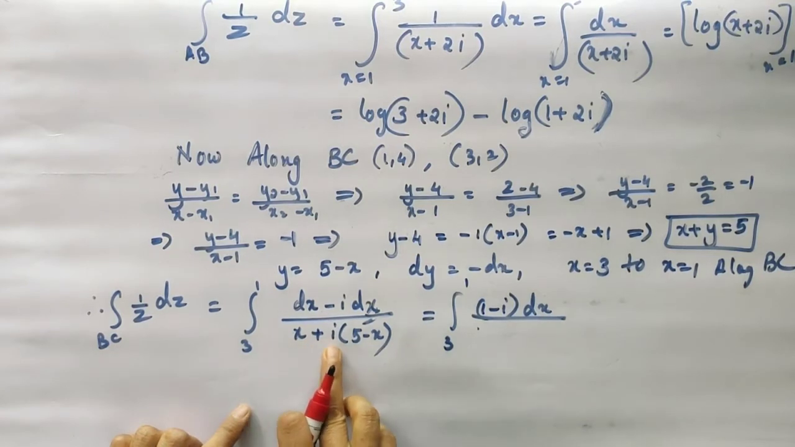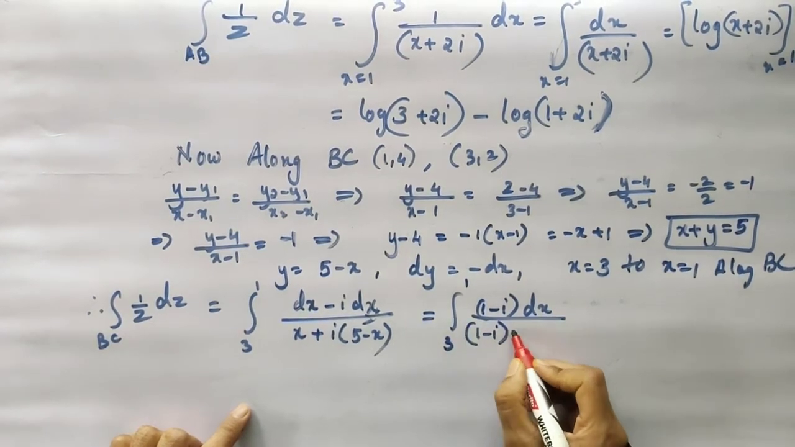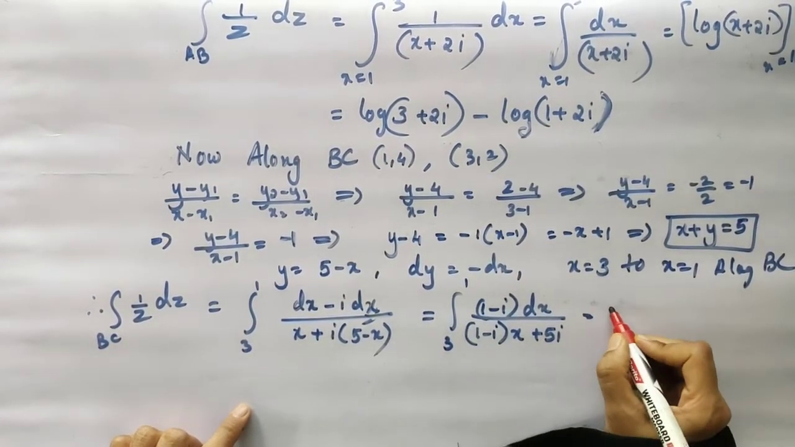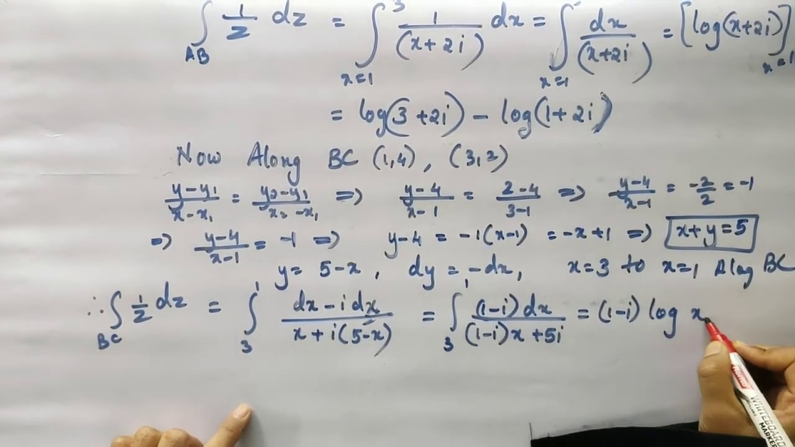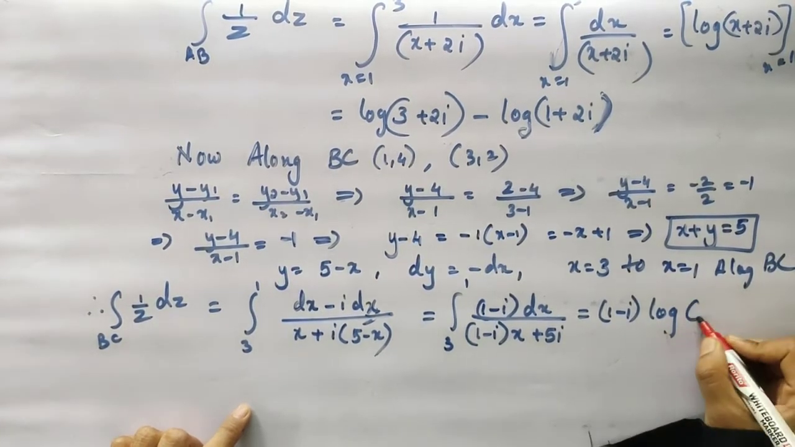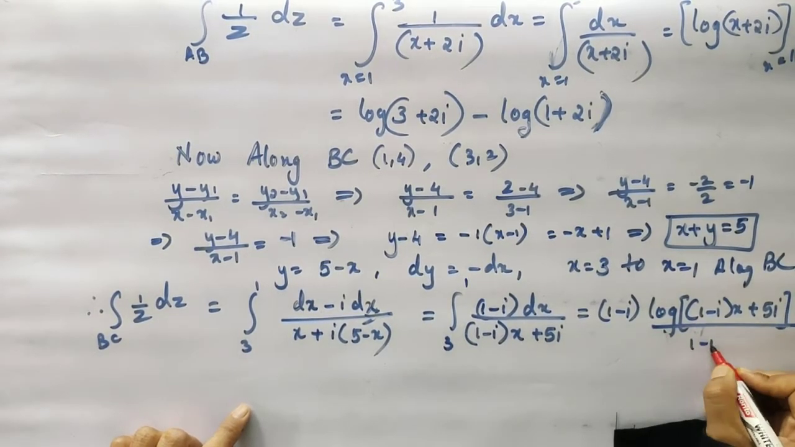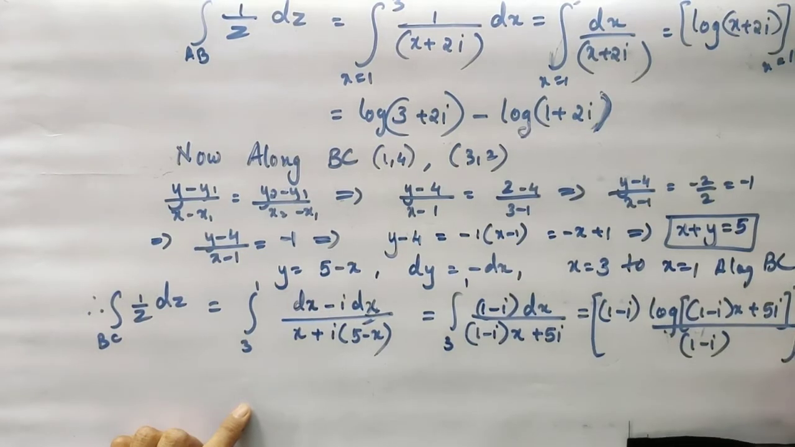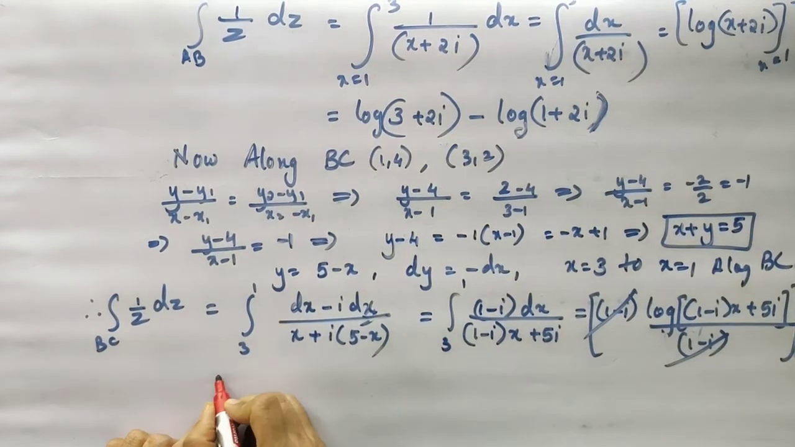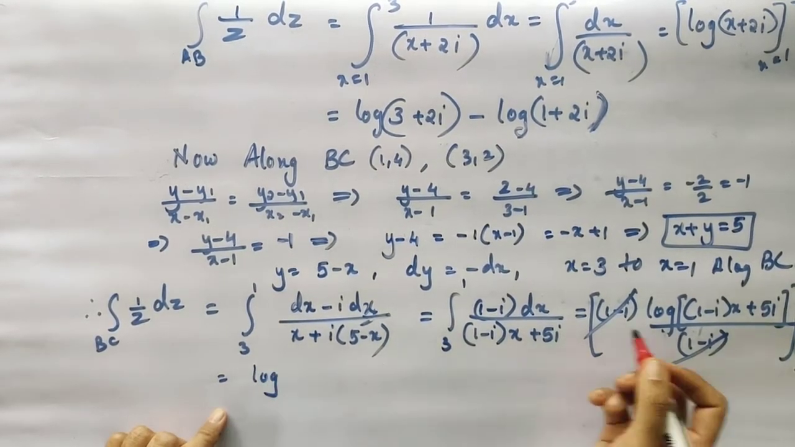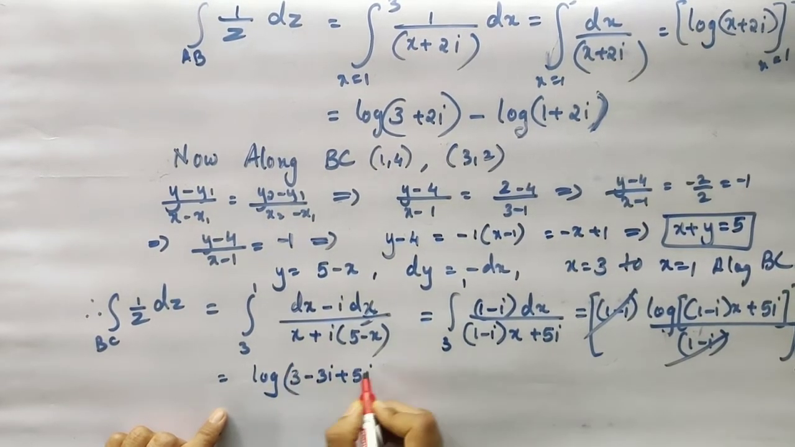you can see x plus minus ix, again x you can take common, so you will be getting 1 minus i into x plus 5i. Or 1 minus i, and the integration of this will be 1 minus i into log of 1 minus i into x plus 5i divided by 1 minus i, this from the limits 3 to 1. These two things will get cancelled.